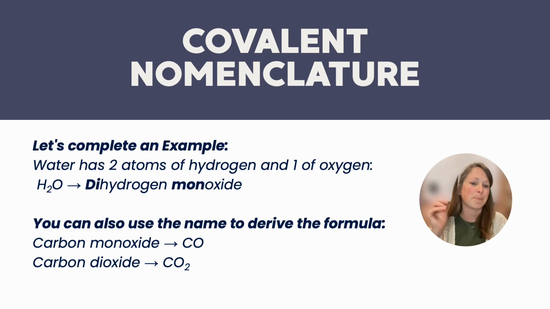So let's look at an example of this. Water, if you want to sound really fancy tonight at dinner, here's how you do it. Water has 2 atoms of hydrogen and 1 of oxygen. So we're going to say this is dihydrogen monoxide. We use the prefix di to show there are 2 atoms of hydrogen, and mono is the 1 atom of oxygen. It makes using the name to find the formula exceptionally easy. Carbon monoxide versus carbon dioxide. It's a difference of 1 atom of oxygen versus 2. And yes, that makes a big difference.